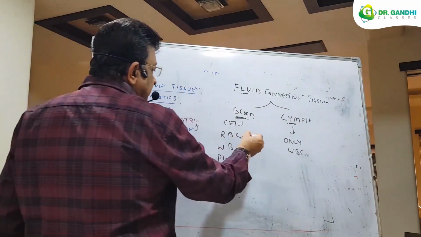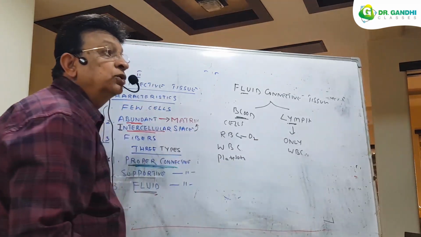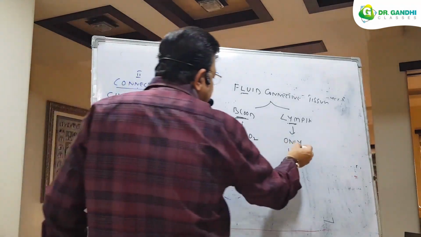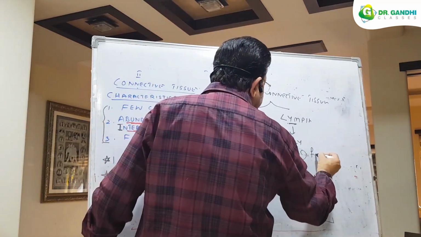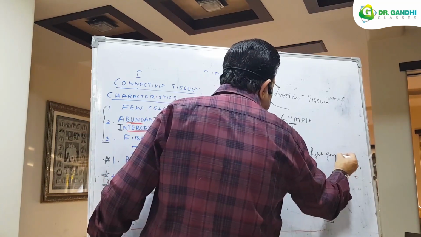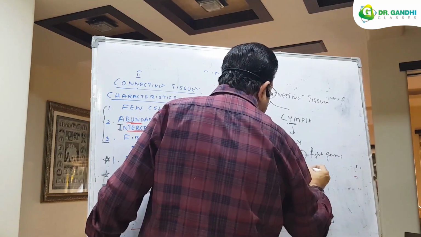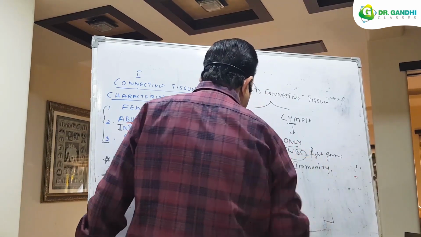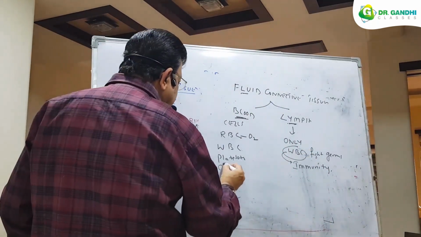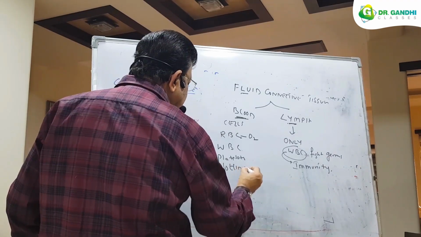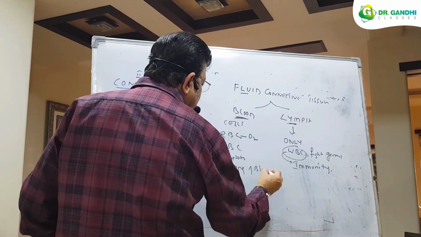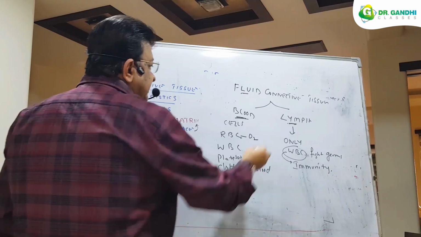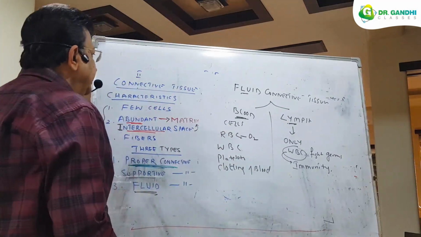Functions: RBC is responsible for transport of oxygen mainly. What do WBCs fight? Germs. So therefore, they give the body immunity. The main function of WBC is to give immunity. Platelets are responsible for clotting of blood. So that takes care of the fluid connective tissue.